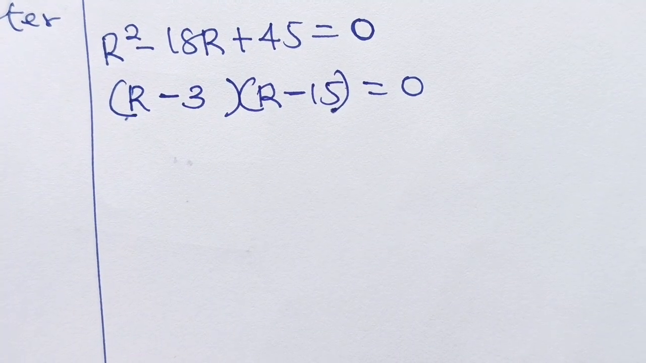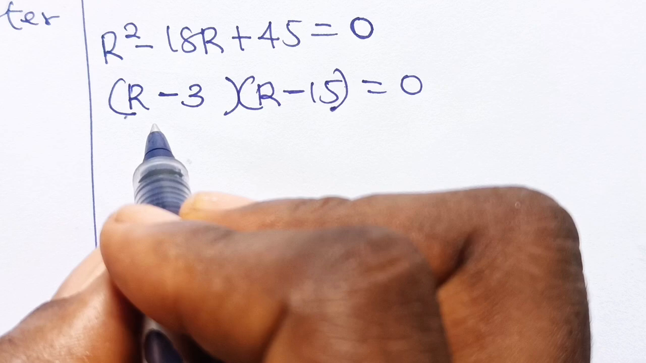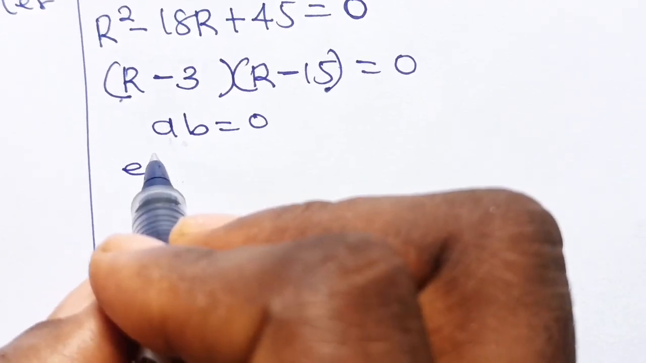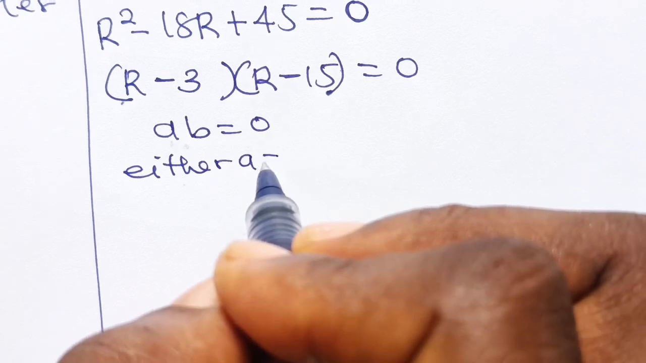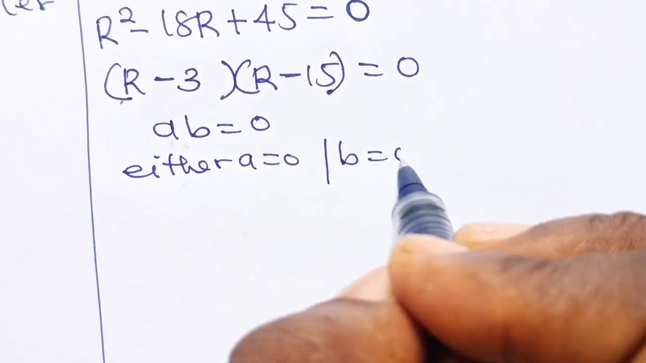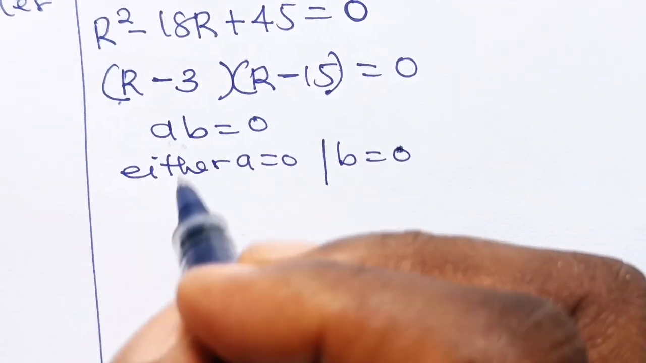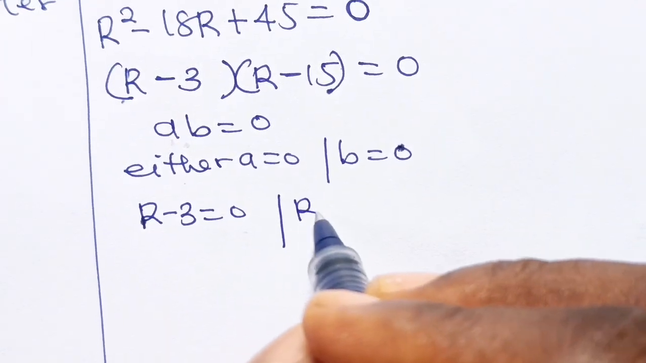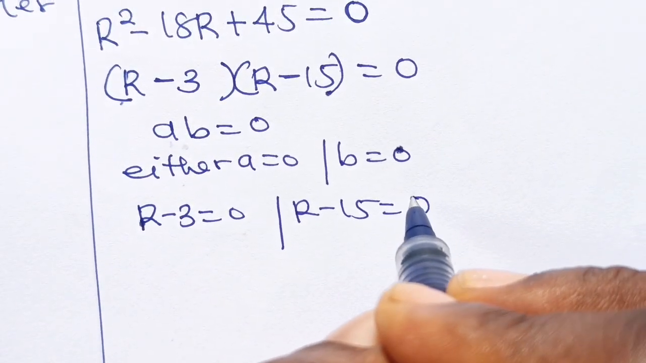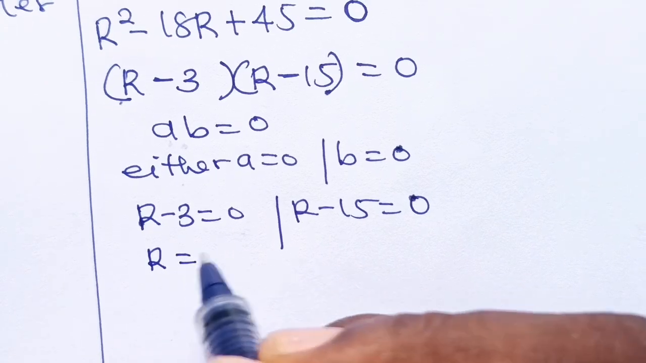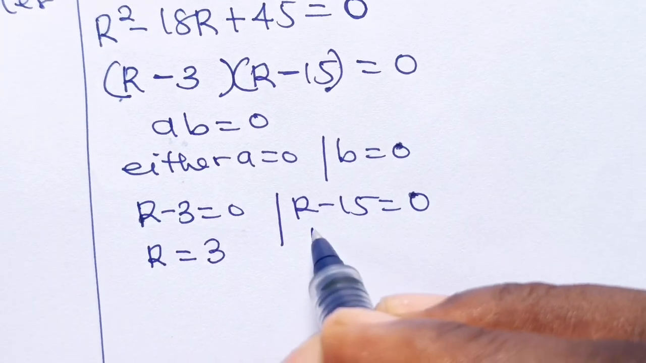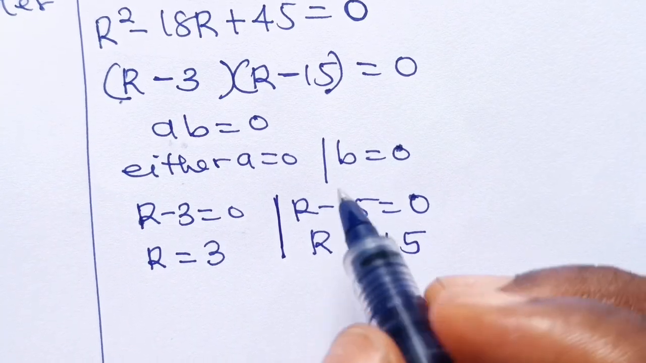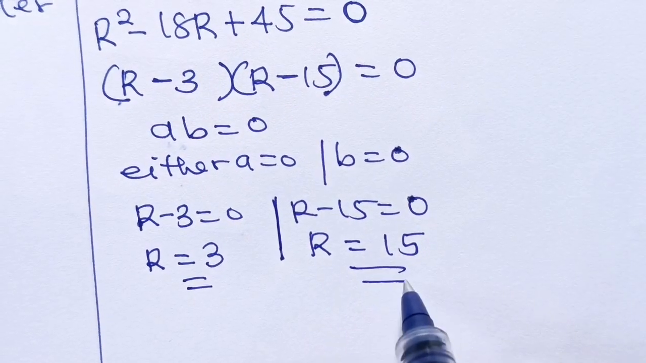Now this simply means that, remember that when you have a multiplied by b equals 0, it simply means that either a is equal to 0 or b is equal to 0. So from here it simply means that either r minus 3 is equal to 0 or r minus 15 is equal to 0. So from here you can see that r is equal to 3 or r is equal to 15.